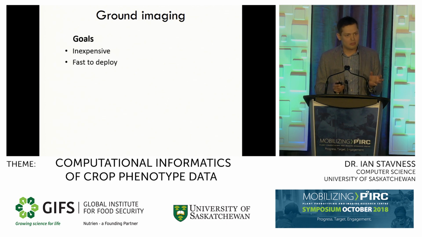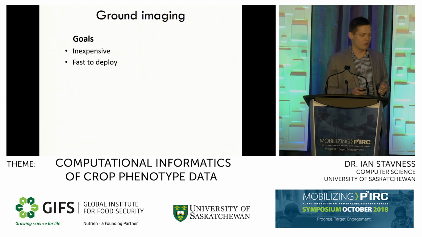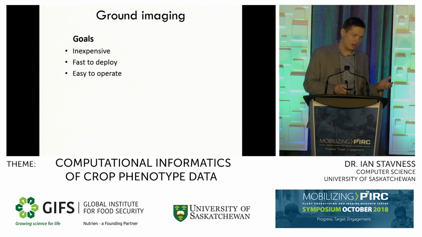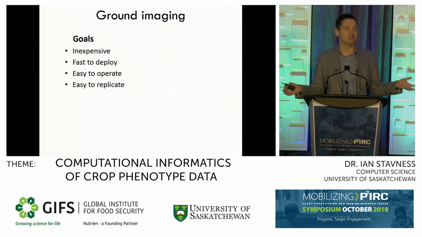So we use cheap cameras. You can use others, but basically capturing pictures on a camera, and quite fast to deploy. So you can quickly go out and take pictures, make it easy to operate so anyone can do it. So there's not too much training that has to happen, and make it easy to replicate. So if you have many trials, you can just buy a bunch of GoPro cameras and get pictures simultaneously.